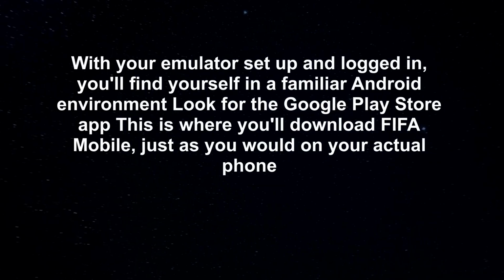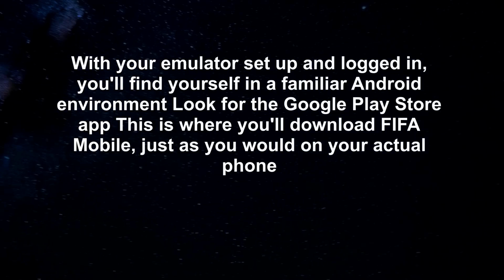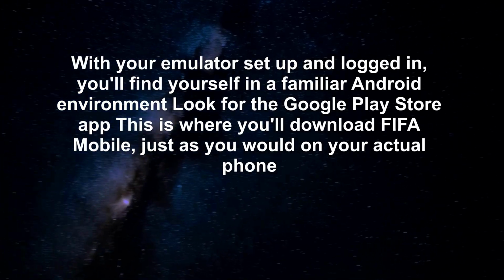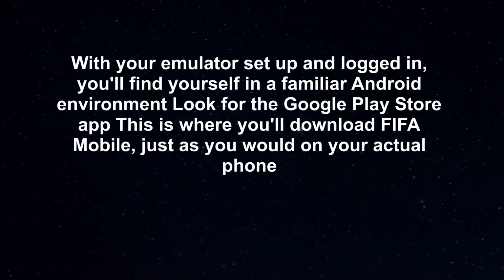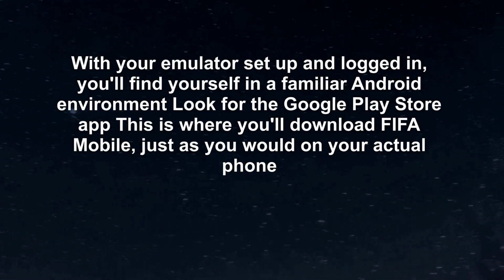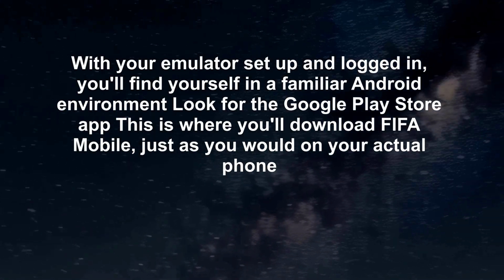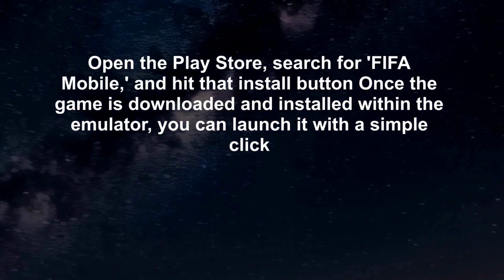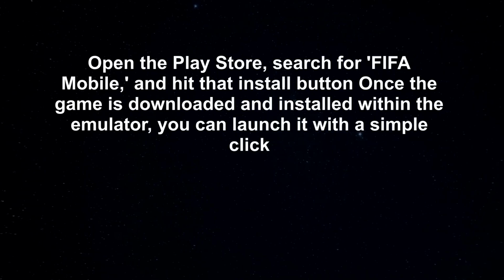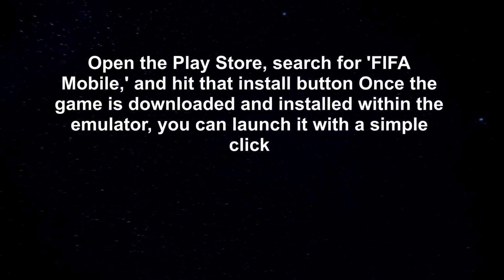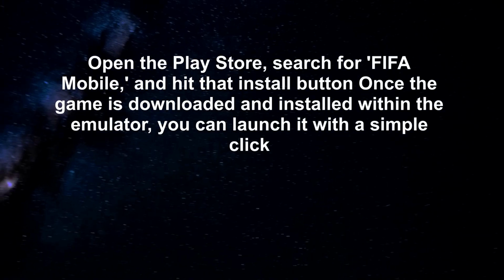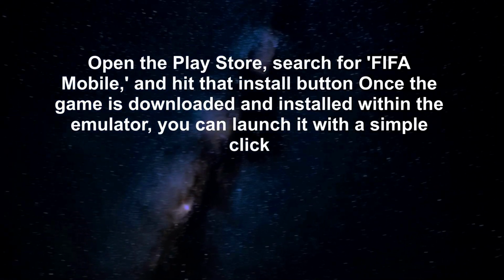With your emulator set up and logged in, you'll find yourself in a familiar Android environment. Look for the Google Play Store app. This is where you'll download FIFA Mobile, just as you would on your actual phone. Open the Play Store, search for FIFA Mobile, and hit that install button. Once the game is downloaded and installed within the emulator, you can launch it with a simple click.